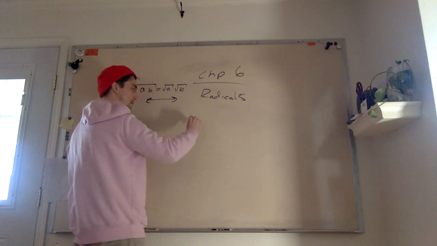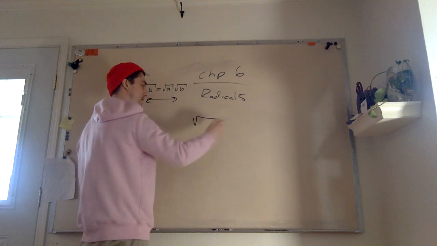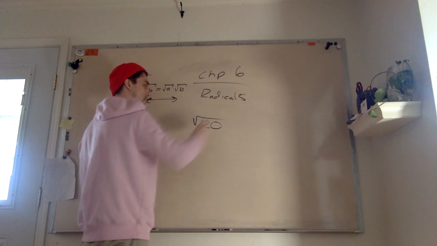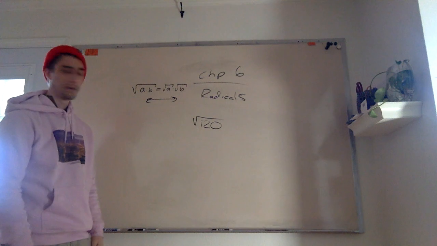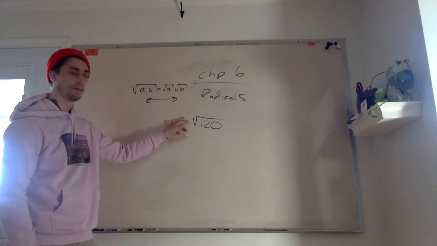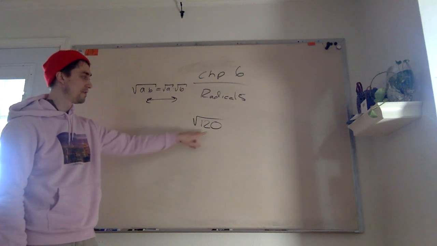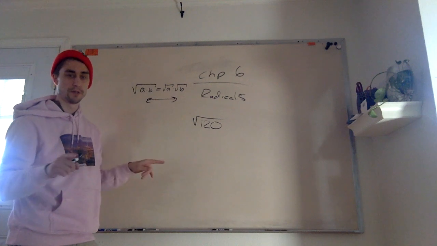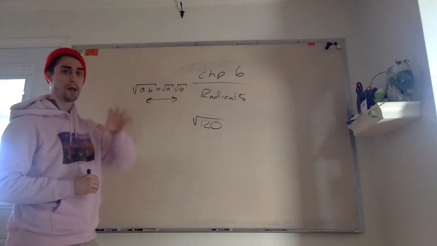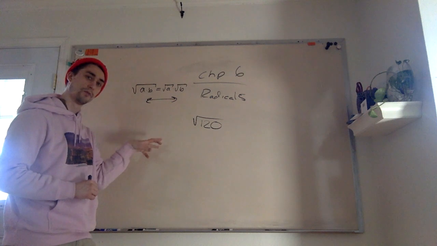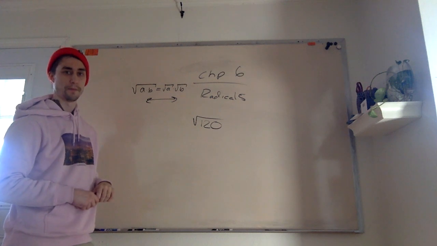Cool. So let me give you one to try here. Try the square root of 120. It just says simplify normally, or it might say simplify using factoring, because you're going to factor 120 into two numbers. And you need one of those numbers to be a perfect square. The reason you do that is because then you can remove that from underneath the square root.